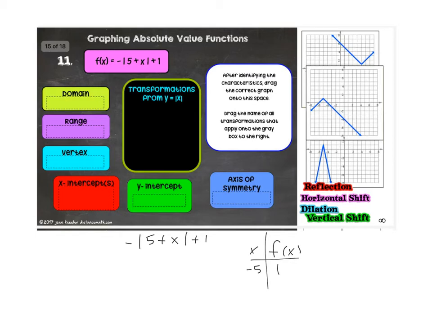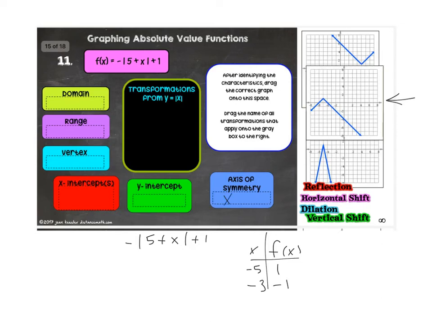And I'm just going to look at the graph. Let's try -3. 5 plus a -3 is 2. Absolute value of 2 is 2. Then you got to take that negative. So then you get -2 plus 1 is -1. So -3, -1 tells me it's going to be this one right here.